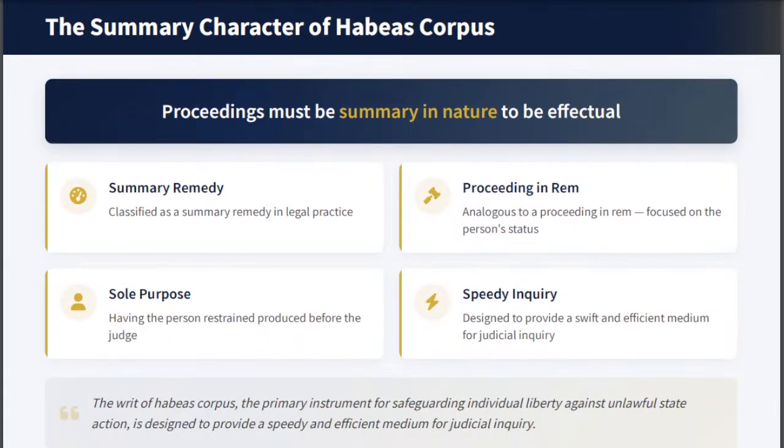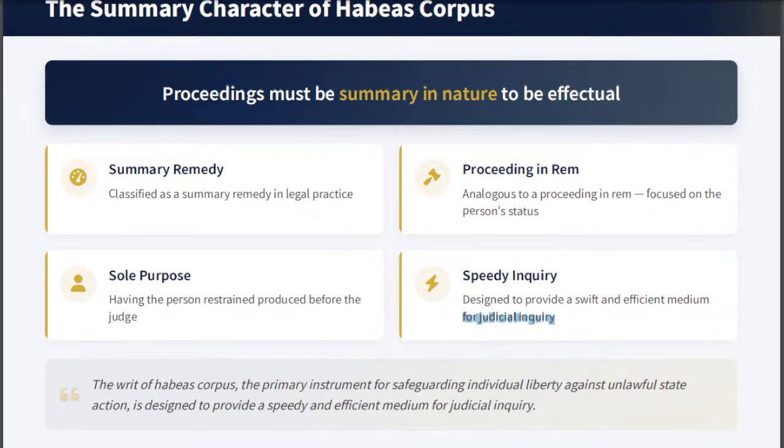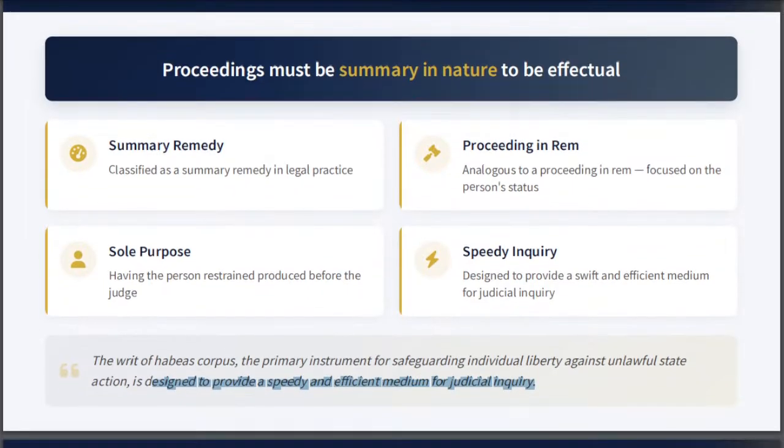The summary character of habeas corpus. Proceedings must be summary in nature to be effectual. It is classified as a summary remedy in legal practice. Its sole purpose is having the person restrained produced before the judge. It is analogous to a proceeding in rem, focused on the person's status. So, a speedy inquiry: the writ of habeas corpus, the primary instrument for safeguarding individual liberty against unlawful state action, is designed to provide a speedy and efficient medium for judicial inquiry.